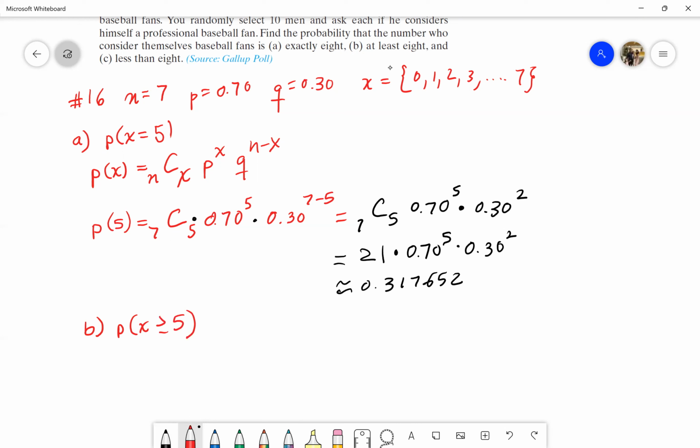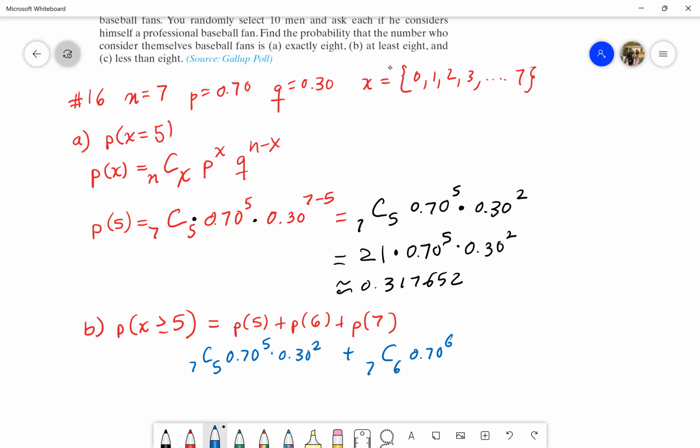So how do we do part B? It's saying at least 5. So at least 5 will be the probability of 5 plus the probability of 6 plus the probability of 7. You have to figure out 7C5, 0.70 to the fifth, which you already found, times 0.30 to the second. And then you have to do 7C6, 0.70 to the sixth, 0.30 to the first, plus 7C7, 0.70 to the 7, 0.30 to the 0. You just get 7C5 and multiply it through.